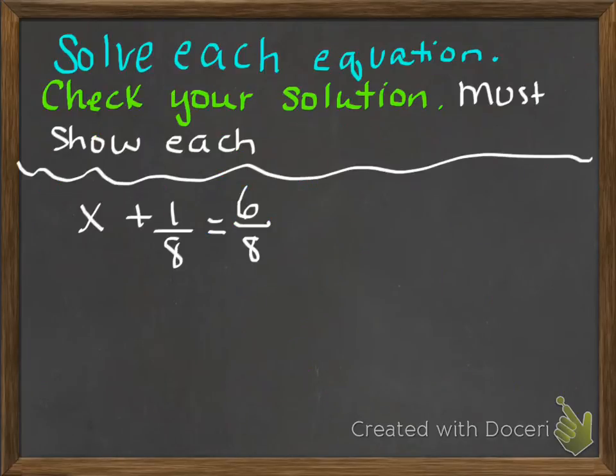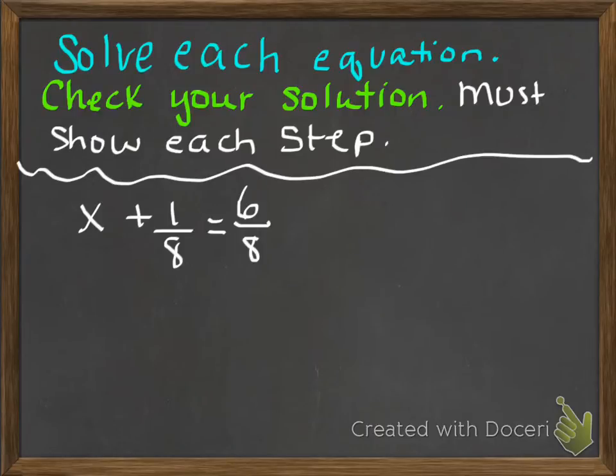All right, so let's go ahead and see what's next. The next set of problems are all going to be straight, solve each equation, check your solutions. You must show each step. So you want to make sure that you're showing each step involved with the problem. So what that means is, let's look at this first problem. It's x plus 1/8 equals 6/8.